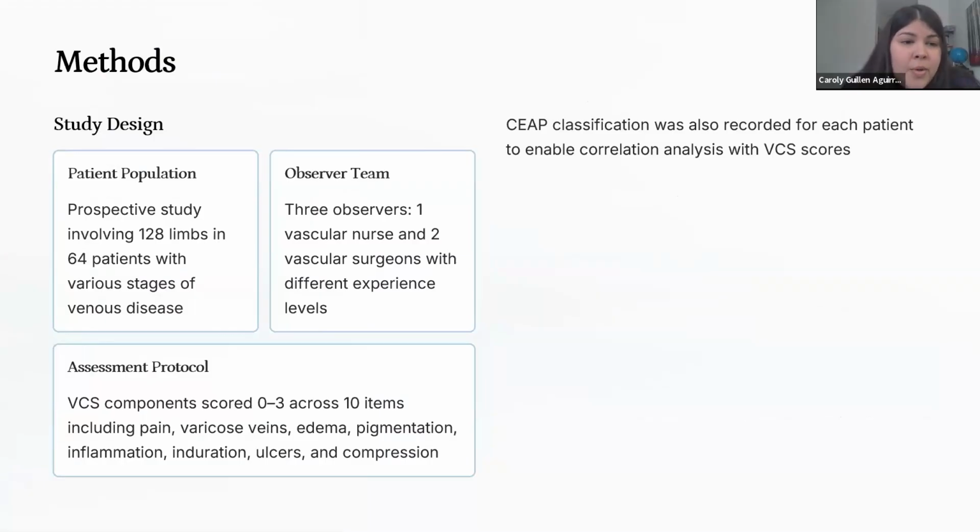The study design was a prospective study involving 128 limbs in 64 patients with various stages of venous disease. There were 3 observers, 1 vascular nurse and 2 vascular surgeons with different experience levels. They used the VCSS components scored 0 to 3 across 10 items, including pain, varicose veins, we know this already. And the CEAP classification was also recorded for each patient to then correlate the analysis with the VCSS scores.